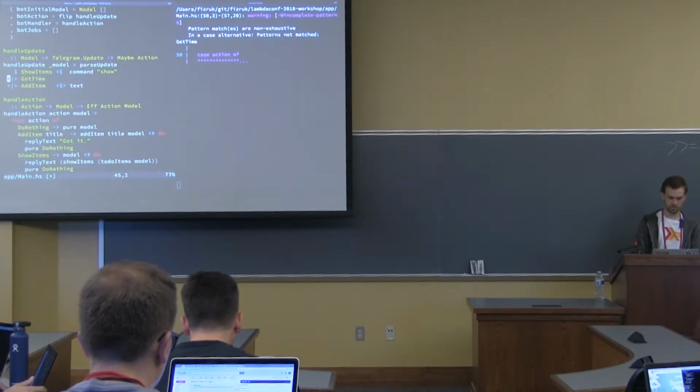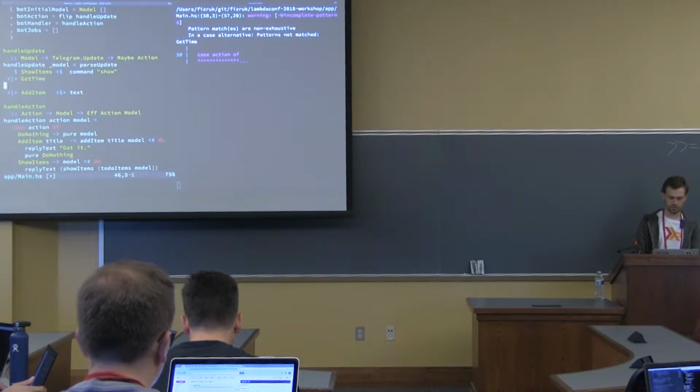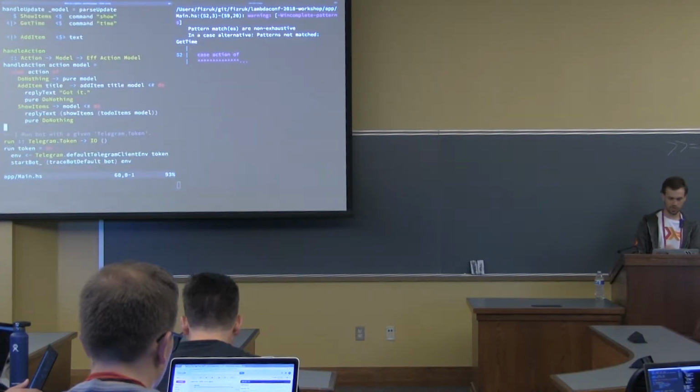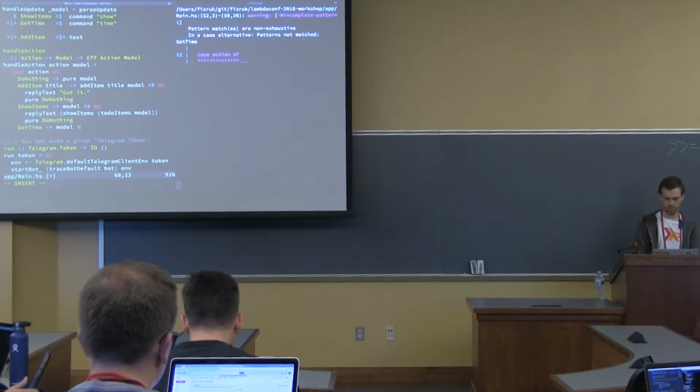Oh, right here. So this one should be the last. I will separate it with an empty line just in case. And the comment would be like time. Okay. So now the compiler tells us that we need to add this to here. Get time. So the model goes unchanged, probably, right?